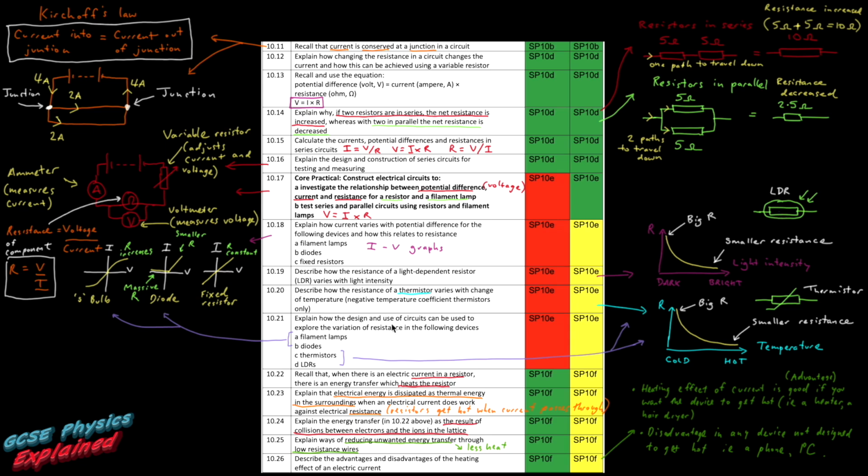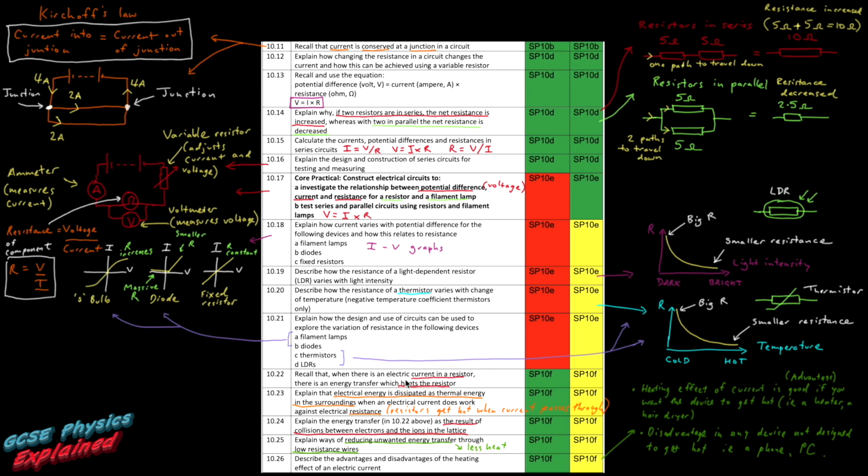Explain how the design and use of circuits can be used to explore the variation of resistance in the following devices: filament lamps, diodes, thermistors and LDRs. So basically it's similar to the core practical. We'd use that circuit there in order to get multiple readings and to plot these graphs here and these graphs here.